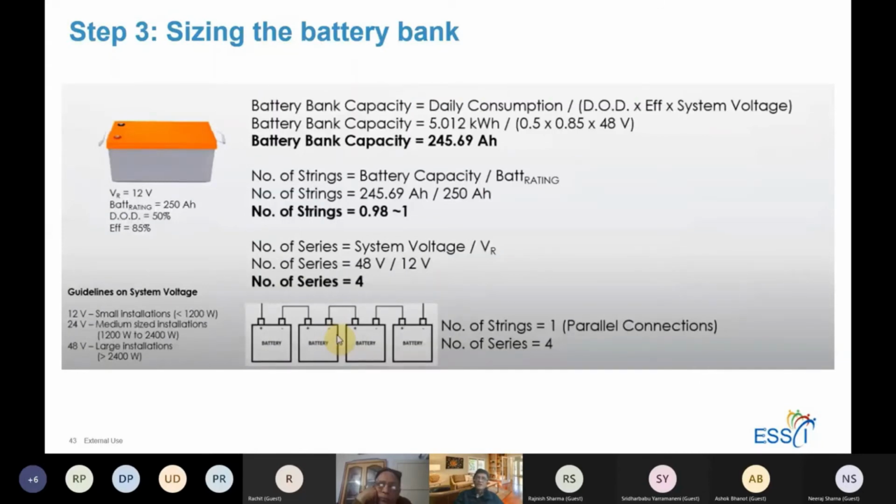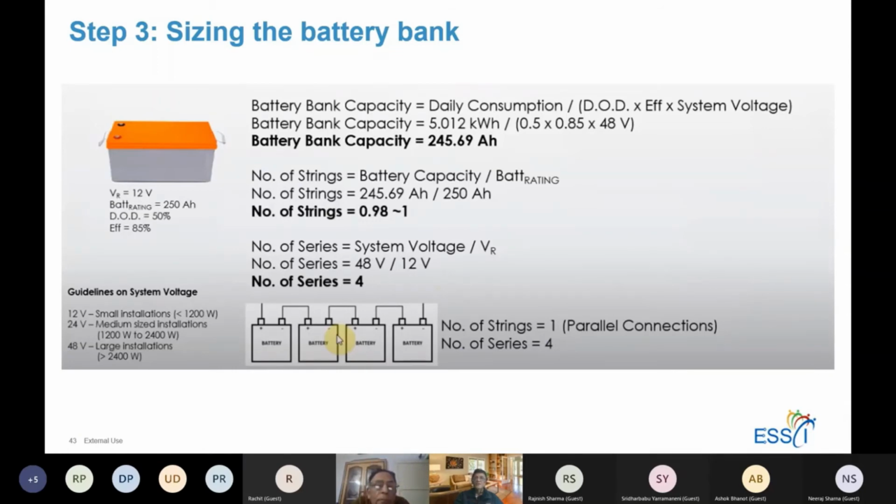So your depth of discharge is linked to the battery type that you have. A lead acid battery will get damaged if it is discharged beyond 80% of the total battery capacity. In fact, the life of the battery starts getting impacted if it is discharged beyond 50%. So a lot of times you will have a depth of discharge rating of 0.5. And the efficiency of the system, you factor that at 85%.